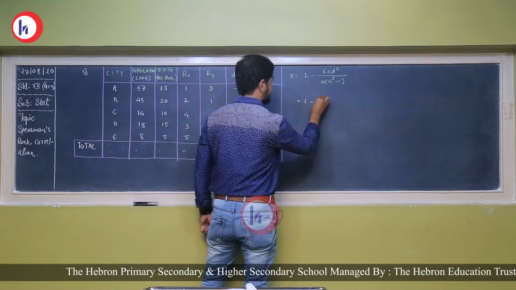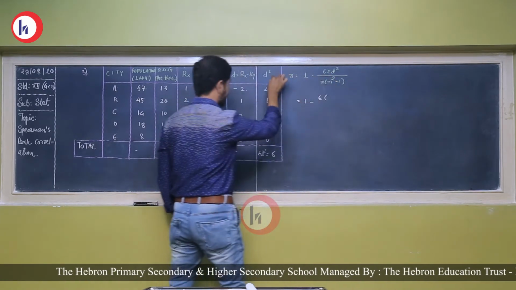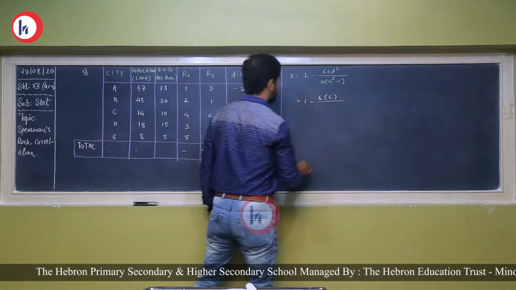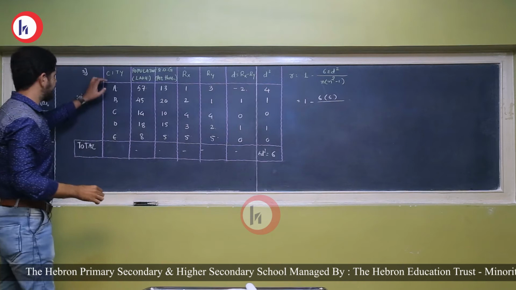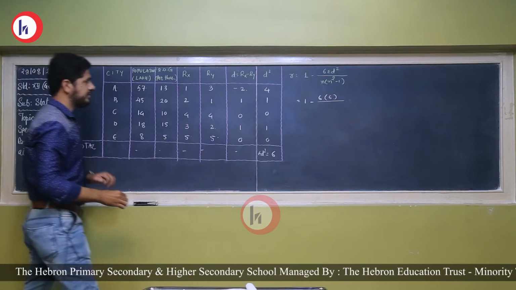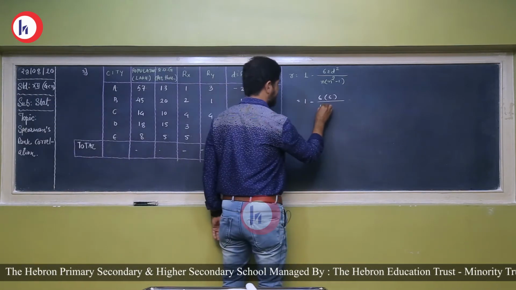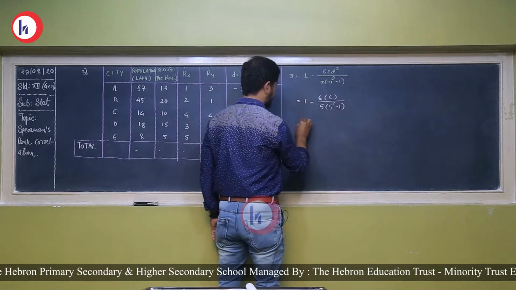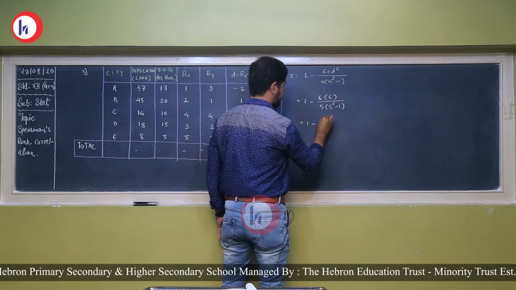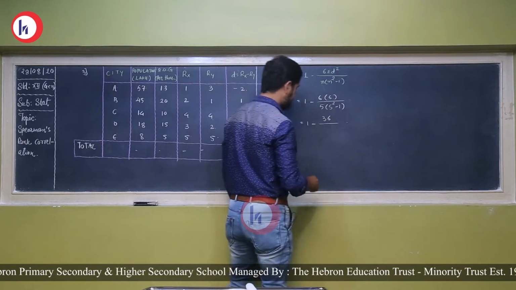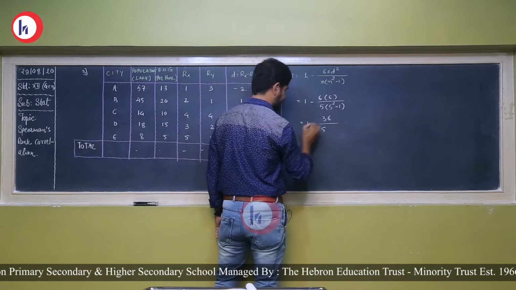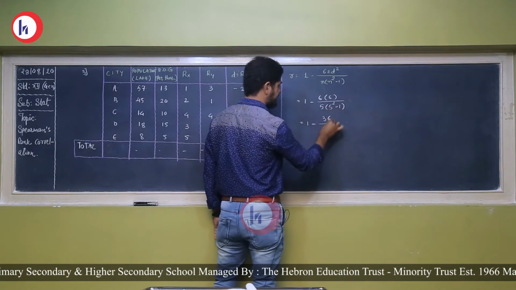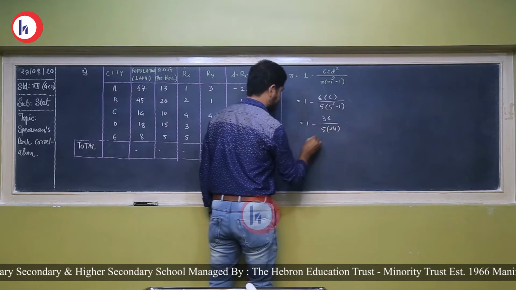So 1 minus 6 times the sum of D square, that is 6, upon n. There are 5 cities, 1, 2, 3, 4, 5. So n is equal to 5. Again n into n square minus 1. So 1 minus 6, 6 sixes are 36. Now 5 square, that is 25, minus 1, it is 24.